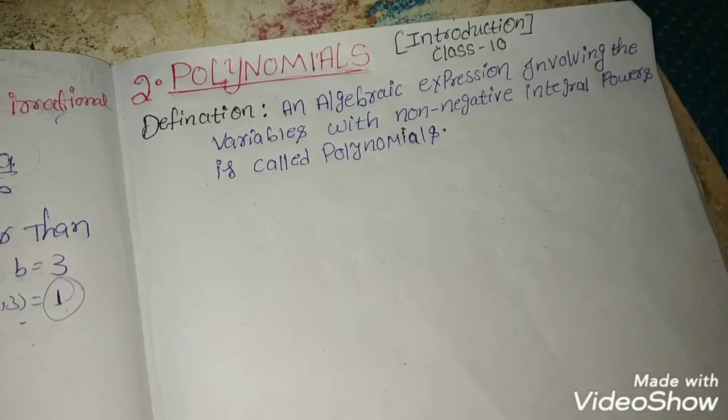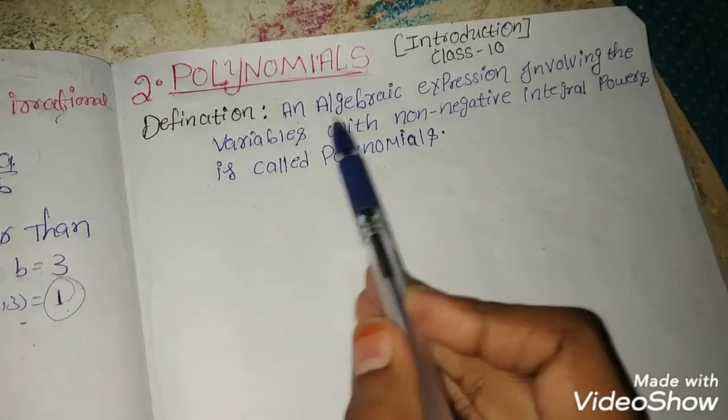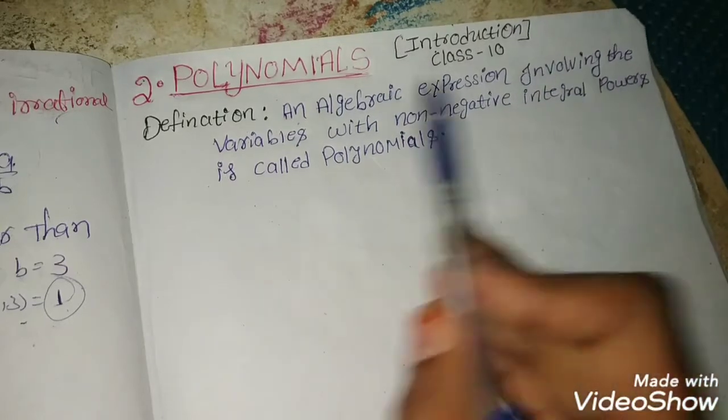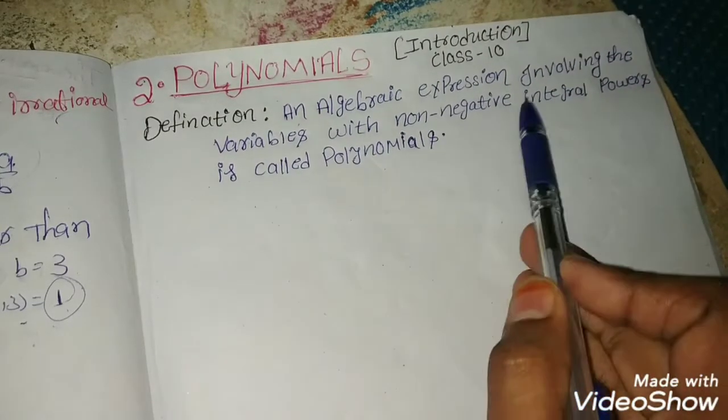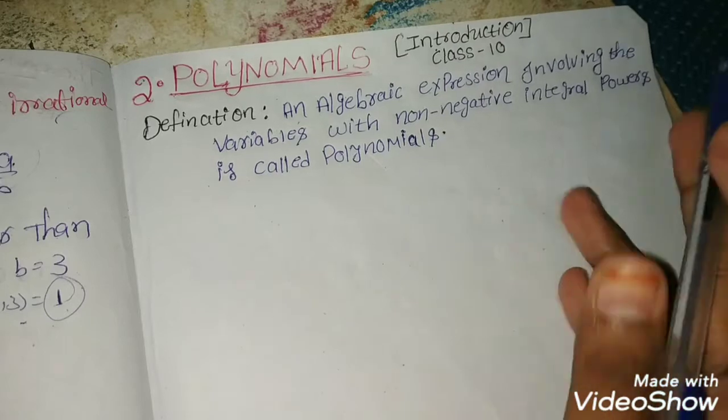Today our topic is chapter 2, polynomials, for class 10. This is the introduction part. Okay, what is the definition of a polynomial? So here, look at this: an algebraic expression involving variables with non-negative integral powers is called a polynomial.